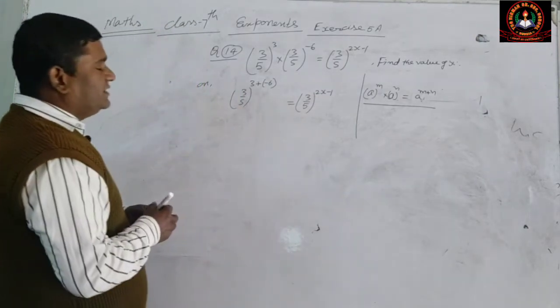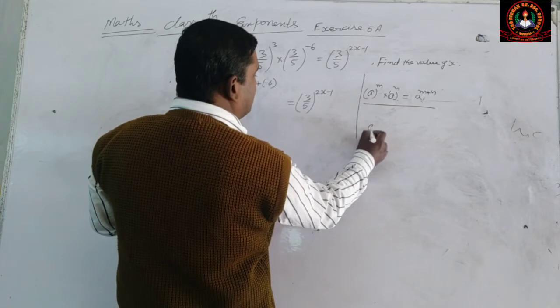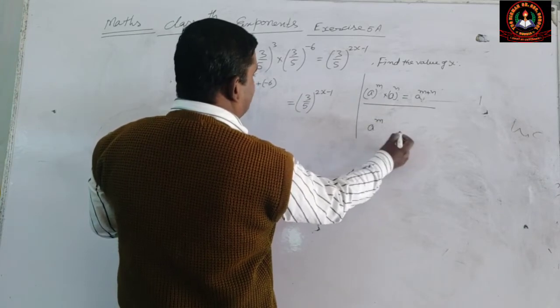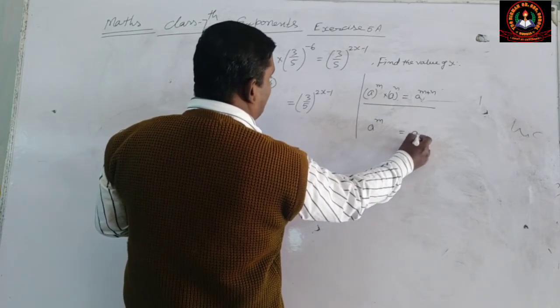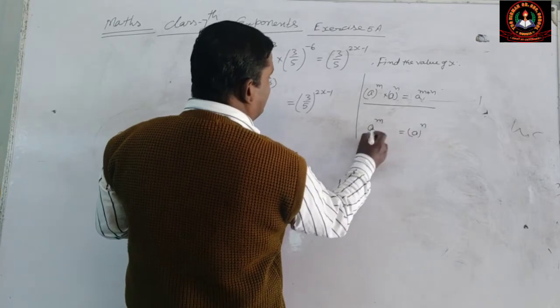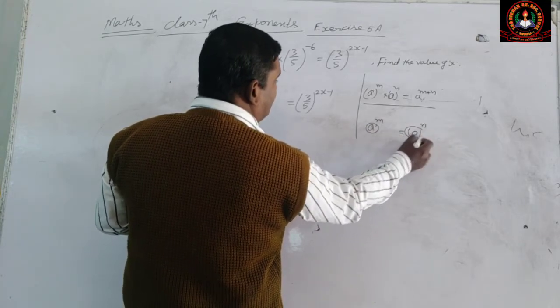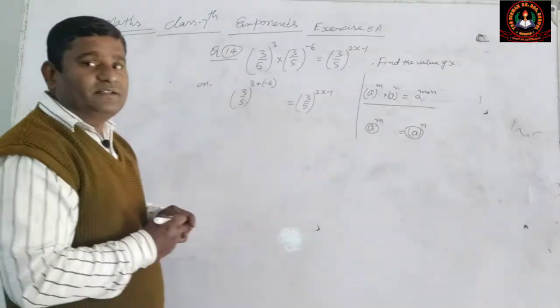Now we just see: a power m equal to a power n. Then if the base is same on both sides, the bases are same.